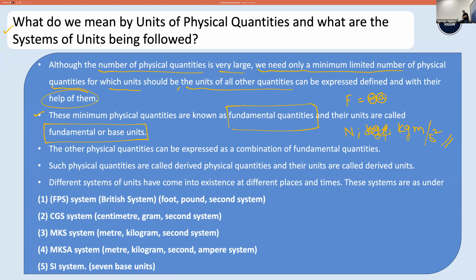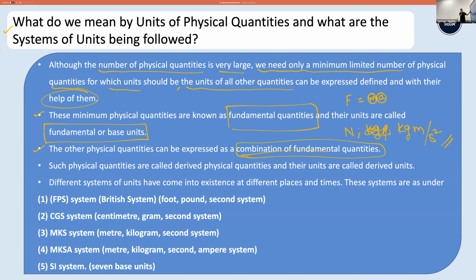That we don't know. We have to see. There is a table for it. Whichever smaller quantity is helping to build a bigger quantity is called the fundamental. Am I clear? The minimum physical quantities are known as the fundamental quantities, and their units are called fundamental or base units. Both are the same. Next concept is, what about the other physical quantities? They can always be expressed as a combination of fundamental quantities. That is the first point.